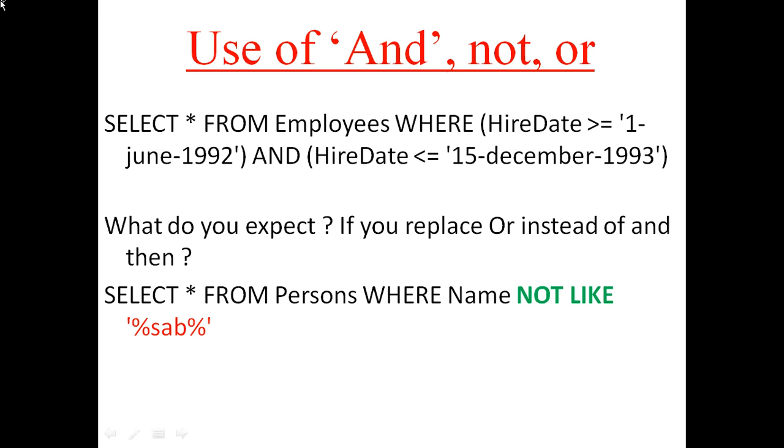Use of AND, OR, NOT. For example, select star from employees. For example, in another table, employees, where hire date is greater than or less than 1 June 1992 and hire date less than... Then what do you expect? If you replace AND with OR, what will this give? Select star from person where not like. You have to solve this.